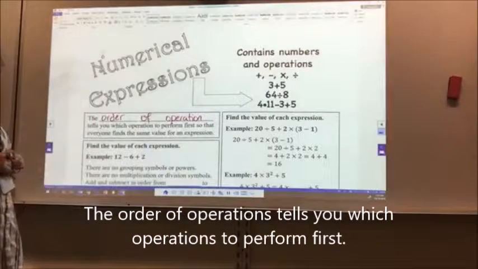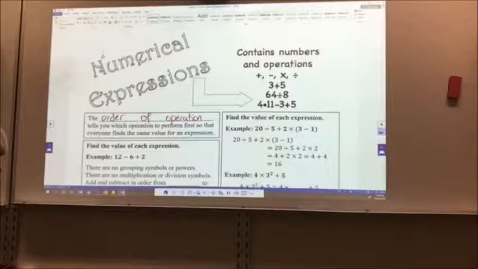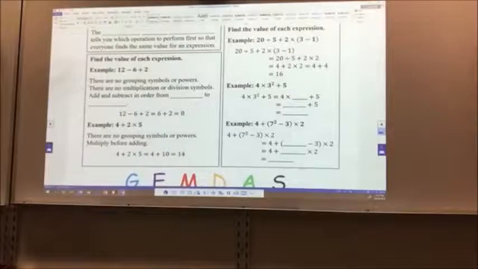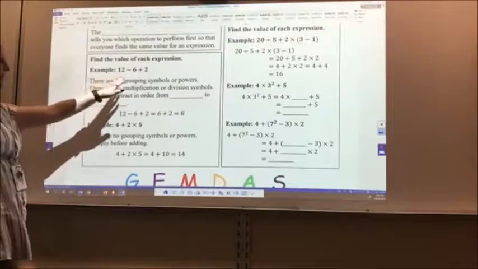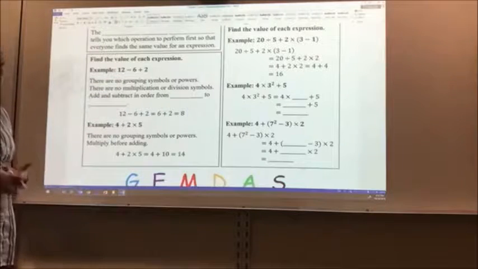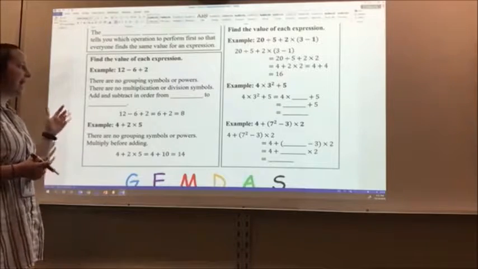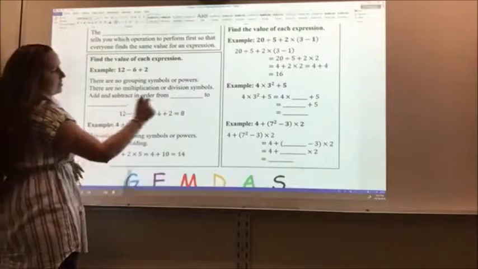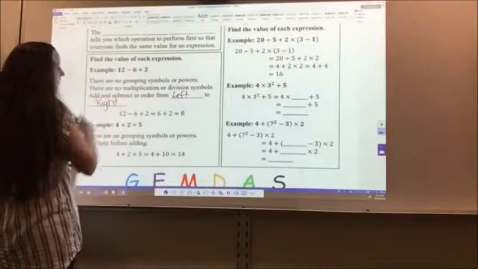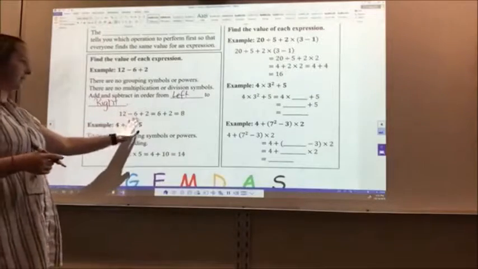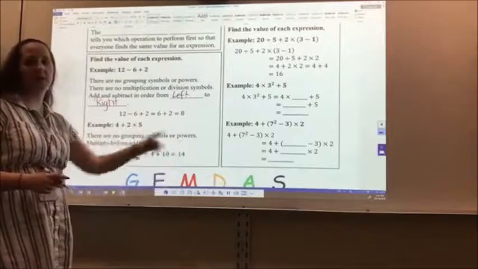So the order of operations tells you which operation to perform first so that everyone finds the same value for an expression. All right, so we can take a look at a couple of examples. The first thing I have is find the value of each expression. Example: 12 minus 6 plus 2. There are no grouping symbols or powers. There are no multiplication or division symbols. So I add and subtract in order from left to right. I do the 12 minus 6 first, which gives me 6, plus 2 equals 8.